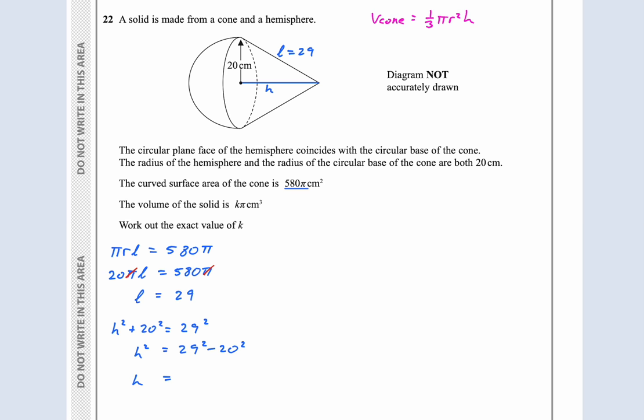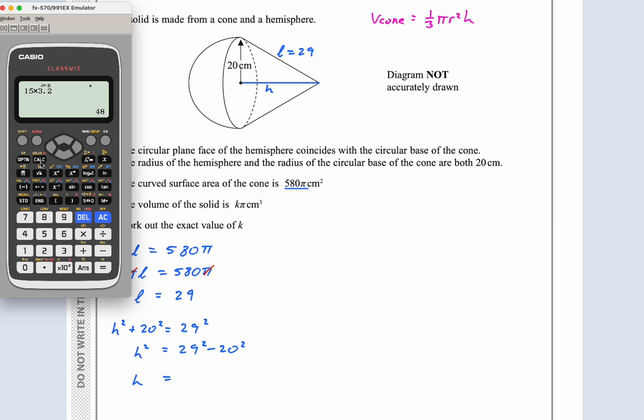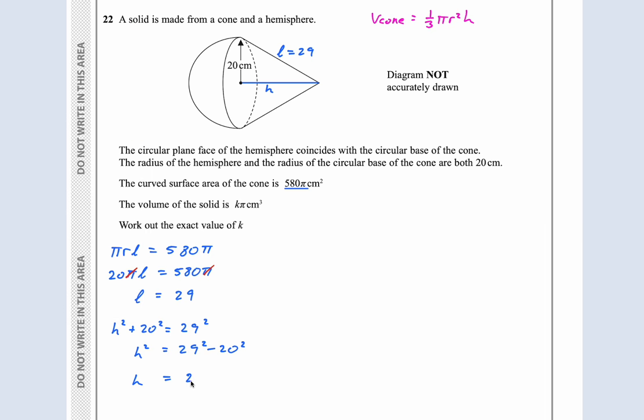I think this is a nice Pythagorean triple, which will give me a nice whole number. So 29 squared minus 20 squared is 21 squared. That's a Pythagorean triple, 20, 21, and 29. So this h is 21 centimeters. Now I can get the volume of the cone. The volume of the cone is a third pi r squared h, which is a third pi times 20 squared, because r is 20, times h, which is 21.